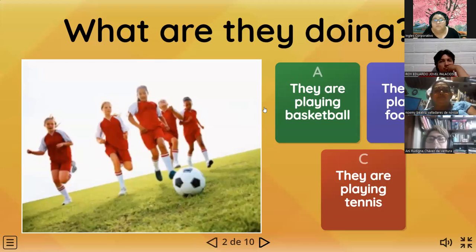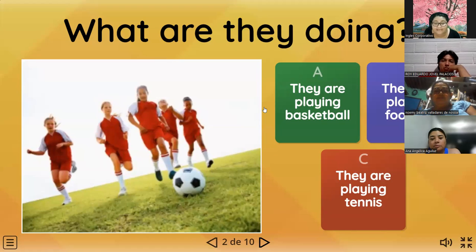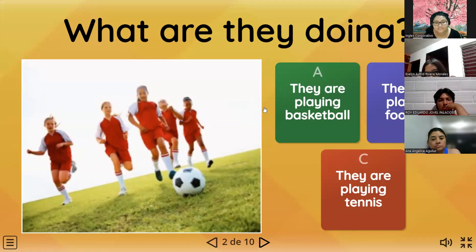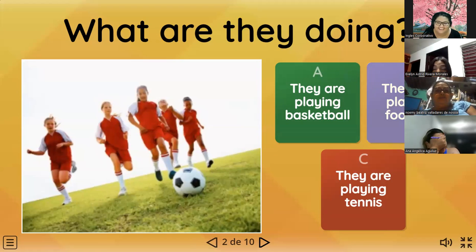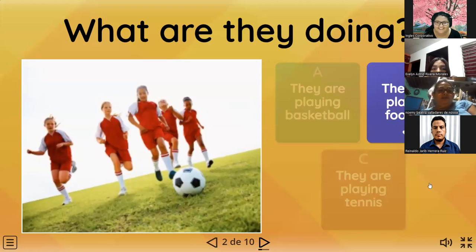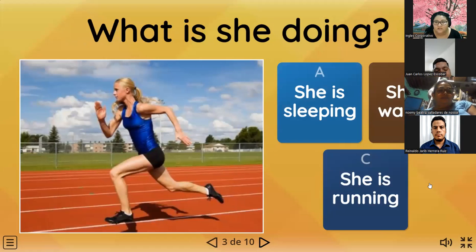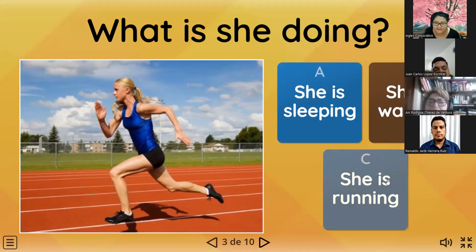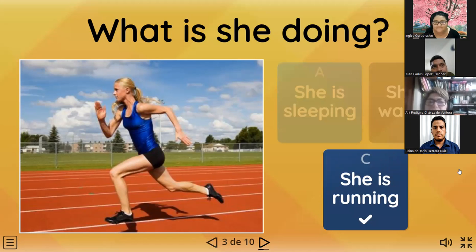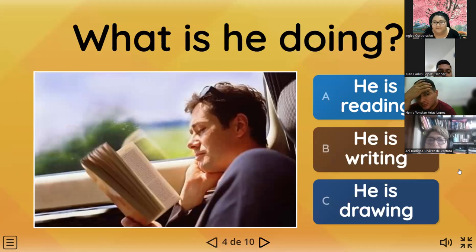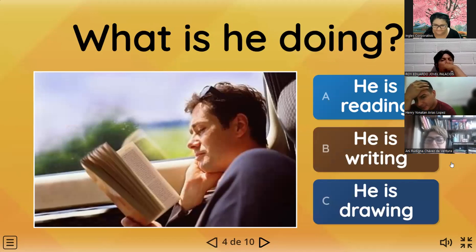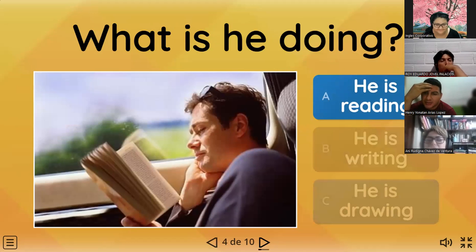What are they doing? They are playing football. Football, tennis. Football. Good. Soccer. What is she doing? She's running. Running. Good. What is he doing? He's reading. Good job.